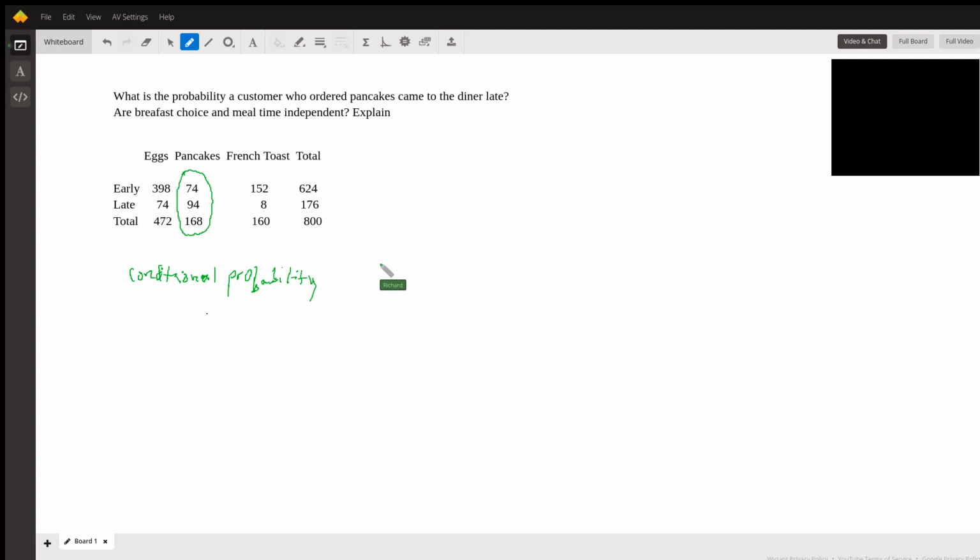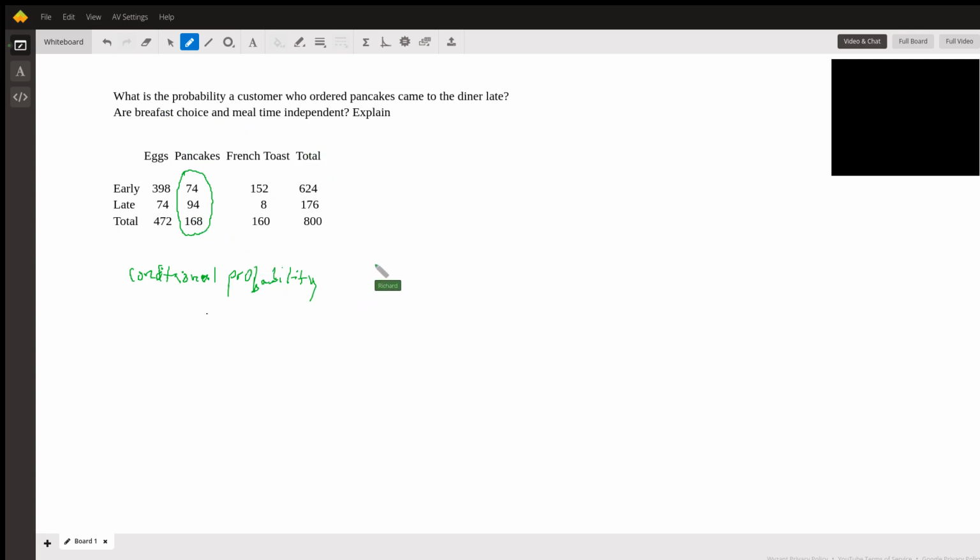So this would just be the probability of somebody who had pancakes came to the diner late. Oh, I see. Sorry, came to the diner. I'm confused by dinner and diner. Okay, and breakfast choice and mealtime. Okay, so it's as I thought.